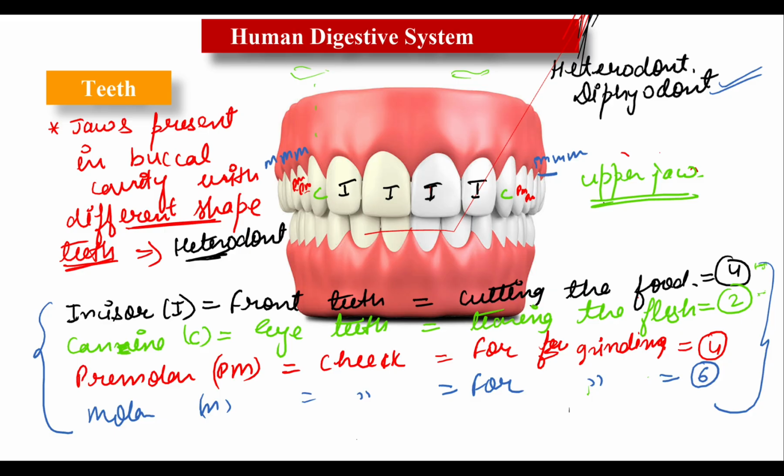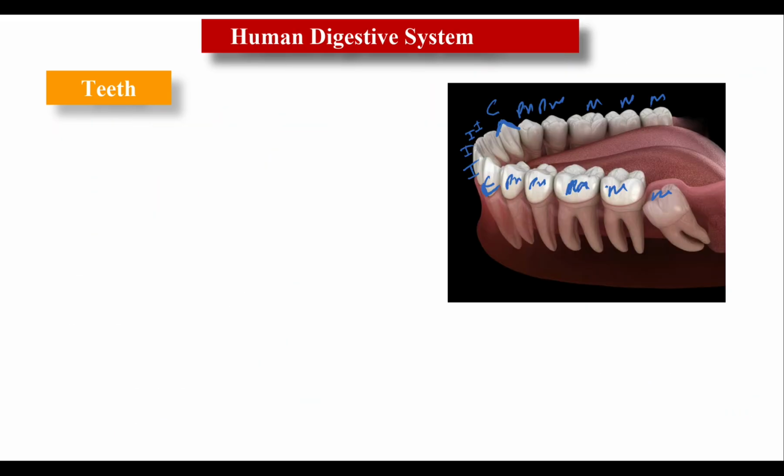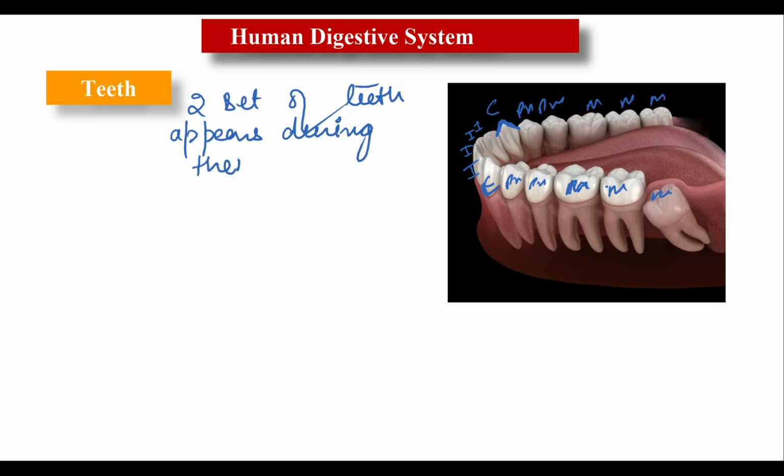What do you mean by diphyodont, beta? In our case, in humans, 2 sets of teeth appear during their lifetime. I mean to say 2 sets of teeth appear during their life. So this is known as diphyodont.